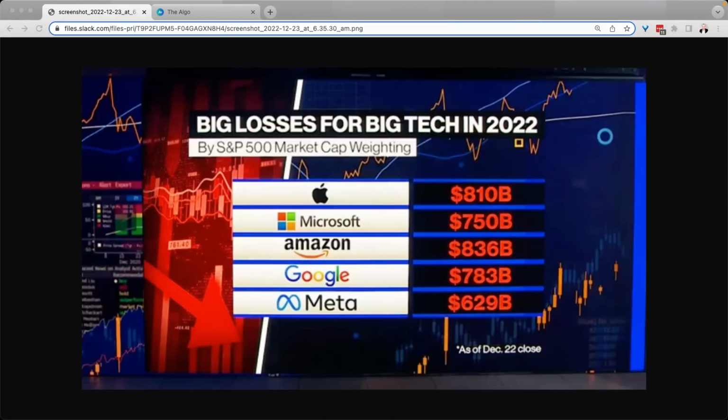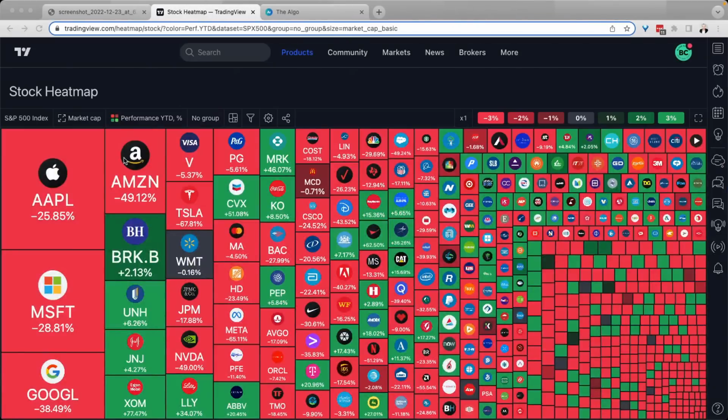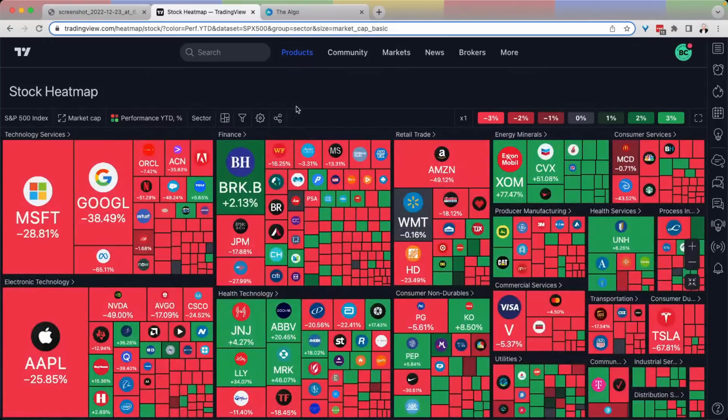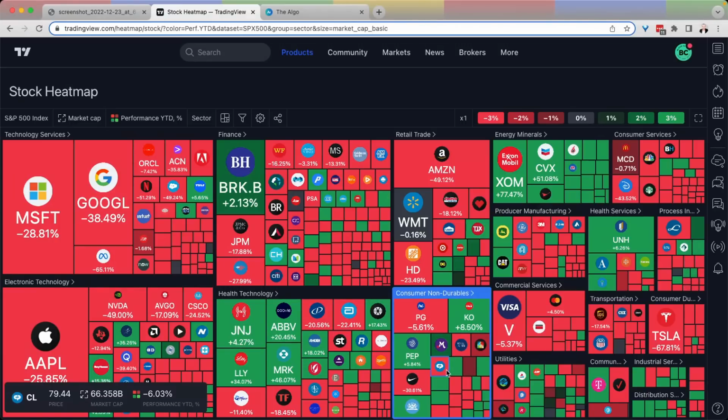However, is this just a tech story? No, it's not. We look here to our heat map year to date. It's red everywhere. The theme is red. If we remove the groups, it becomes more clear on a year-to-date perspective what's doing well. Right, health services, energy, select financials, select health, select non-consumer durables.